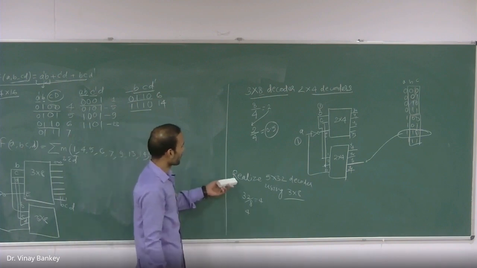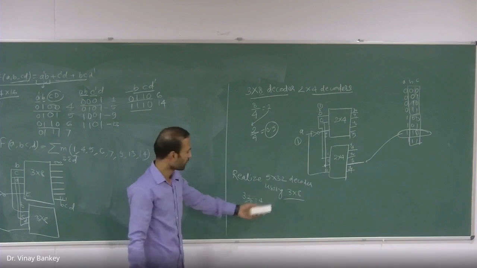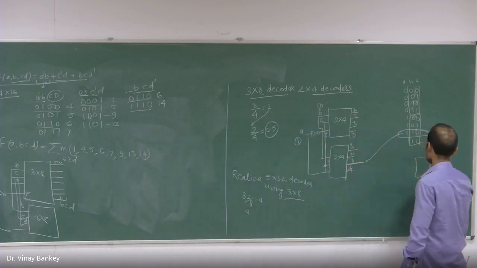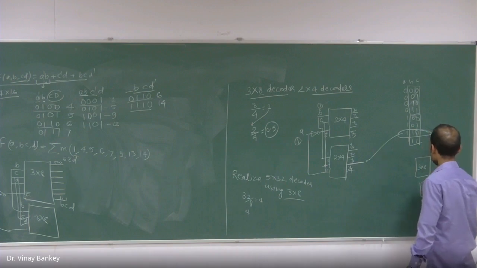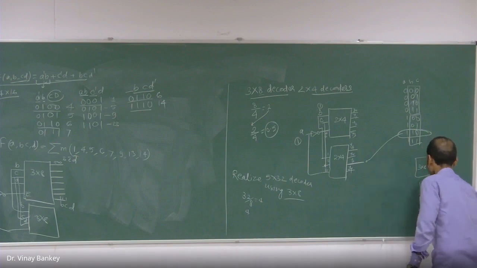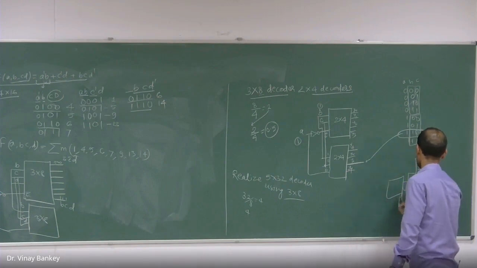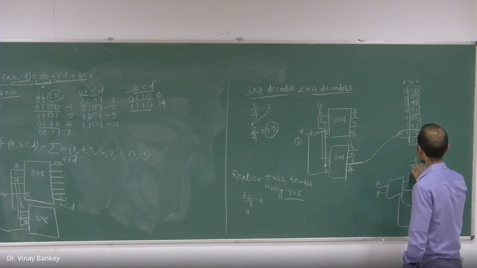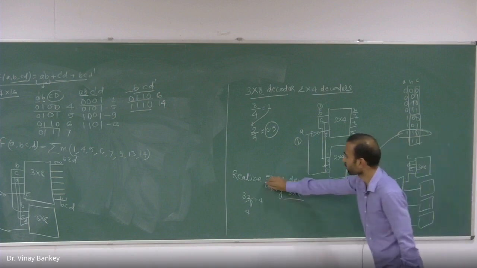So I just asked this question: realize 5x32 decoder using 3x8 decoder. So absolutely there are 4 3x8 decoder ICs, but to enable all these 4 ICs, you need one 2x4 decoder. So here two variables A, B, and here C, D, and E. These are 5 variables. So 5x32.